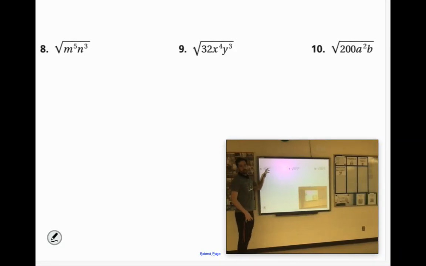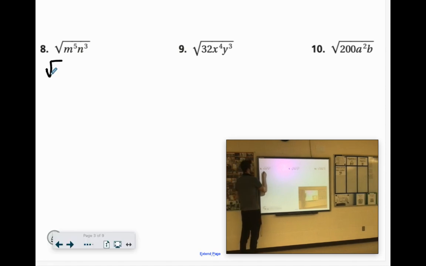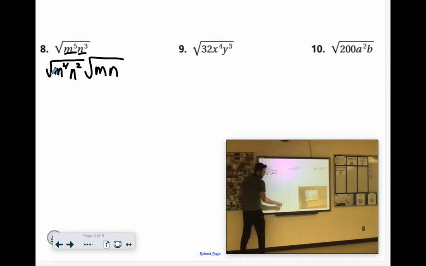Simplifying radicals, remember with the exponents on the variables, they need to be even for it to be perfect. So I always set up my two radicals. M to the fifth, we're going to have to make it m to the fourth, and then the fifth one goes in the leftovers. N to the third, we can make n squared, and then the third one goes in the leftovers. Square root of m to the fourth, you just divide the exponent by 2. So it'd be m to the second, n to the first, and then you got your root m n.